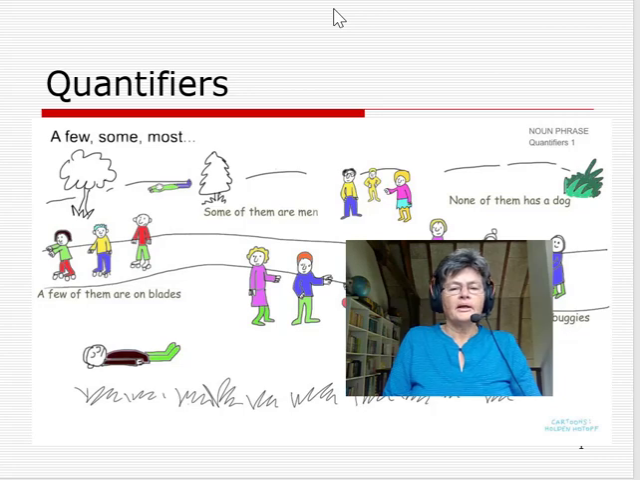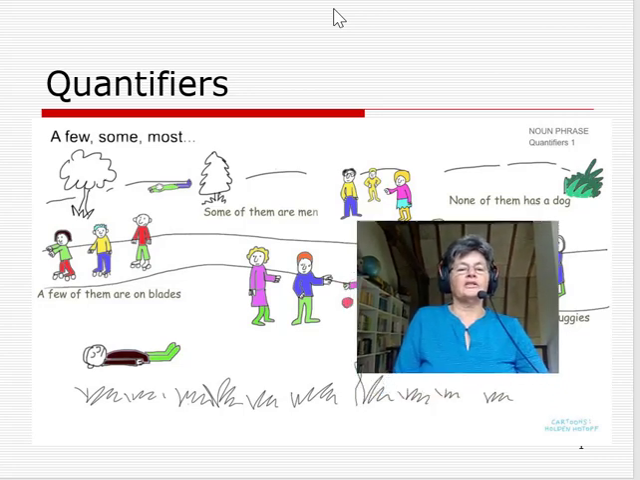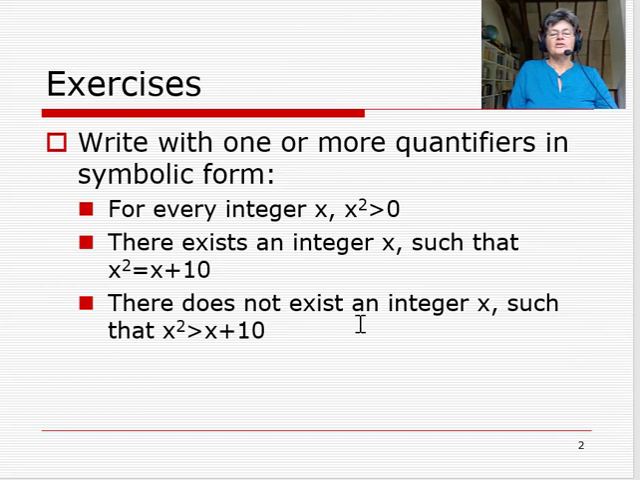So welcome back. In this video we're going to do some exercises with quantifiers. A very nice exercise: if we have some sentence like the first one, "For every integer x, x squared is larger than 0." And then the question is, can you write this in a more mathematical way, so in a symbolic form?